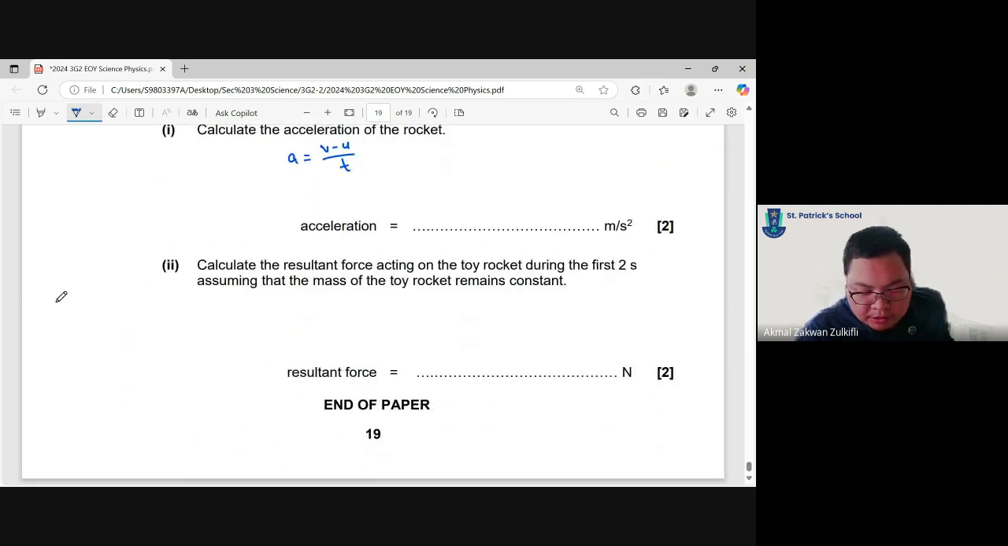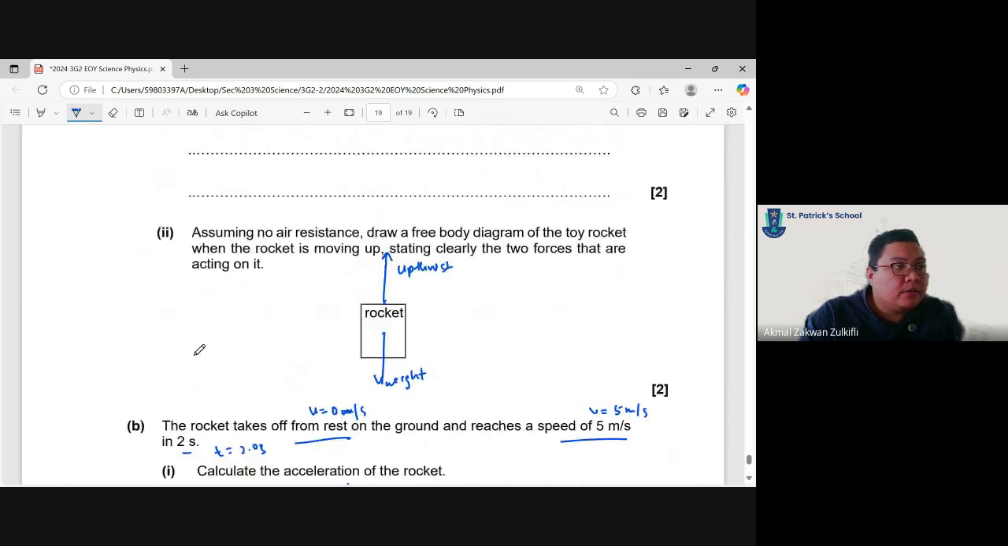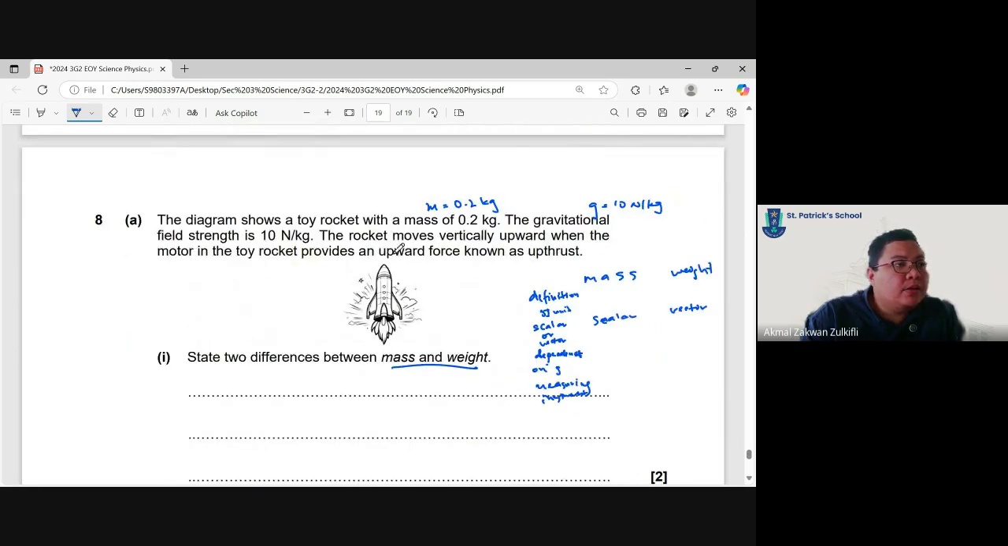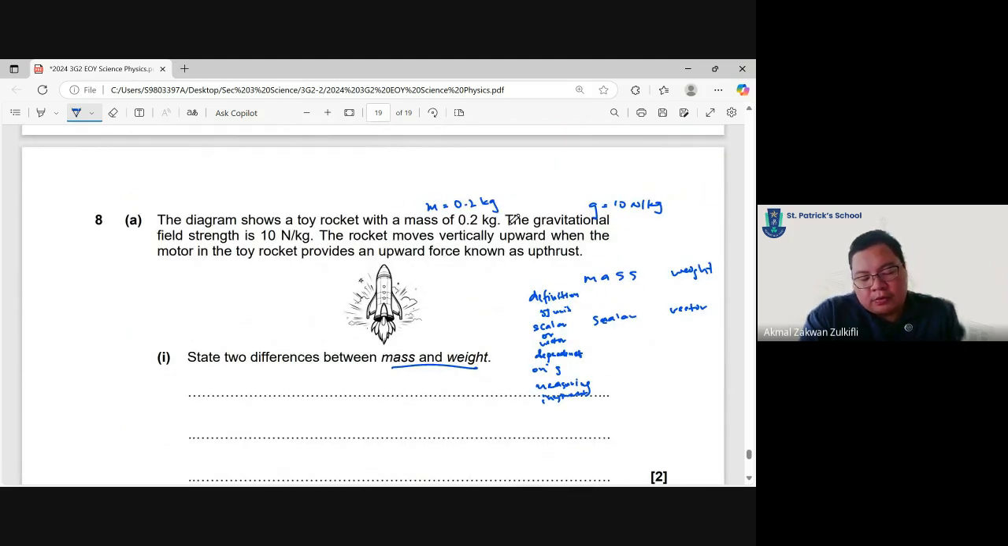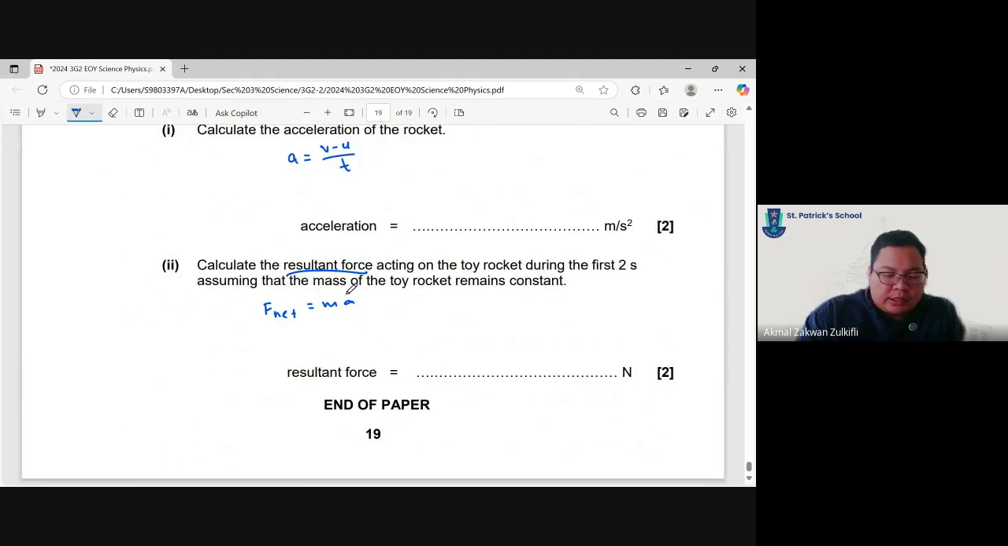Calculate the resultant force acting on the toy rocket during the first 2 seconds and assume the mass of the toy rocket remains constant. Resultant force. So you have F net equals ma. Do I know the mass of the toy rocket? Did they give me the mass? Oh yes, they did give me the mass. See? So this is important information that you need to write down first, so that when it comes, I just need to look for a. Do I have m or not? Then I say immediately m equals 0.2. Okay, so I know that this is 0.20. And the a, where do I get a? I get it from here. And that's all I have.